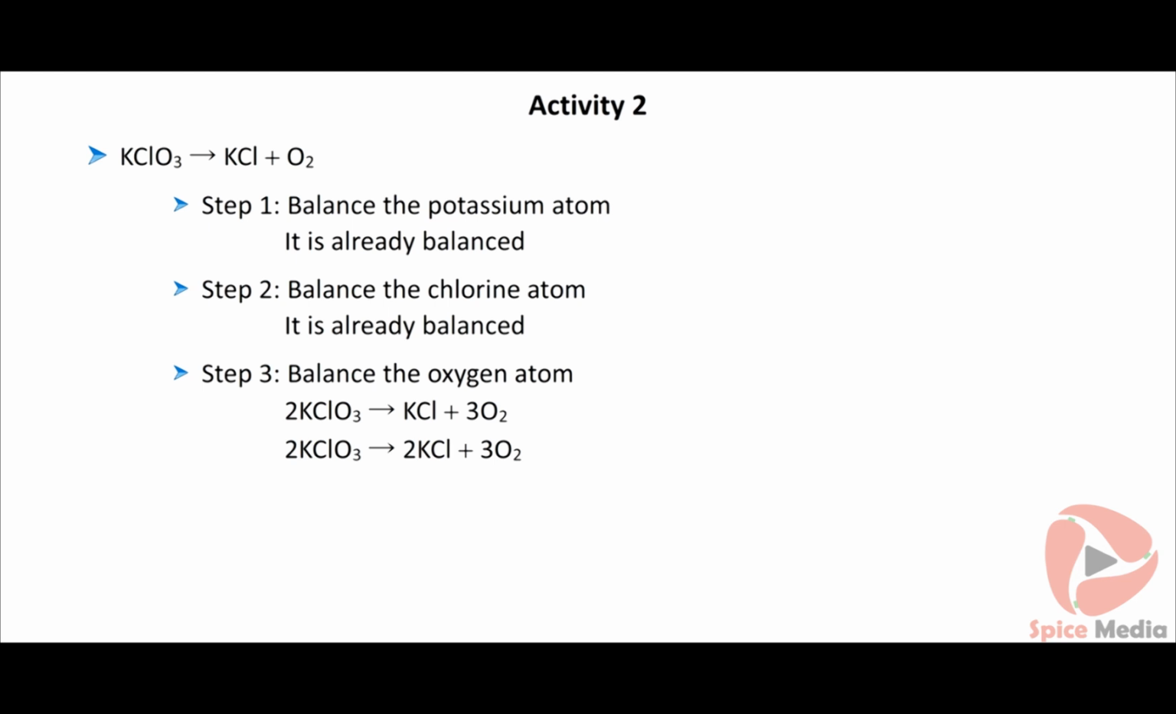But the potassium atom is not. It is balanced by multiplying by 2 on the product side with KCl. Then we get 2 KClO3 gives KCl plus 3O2. 2 KClO3 gives 2 KCl plus 3O2. Therefore, the balanced equation is 2 KClO3 gives 2 KCl plus 3O2.